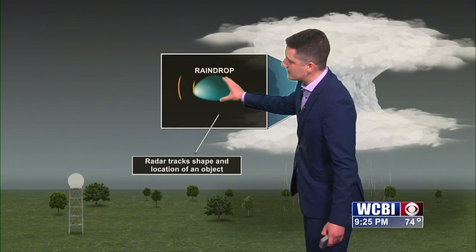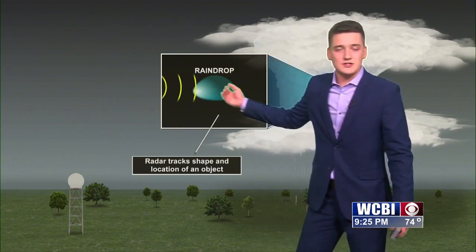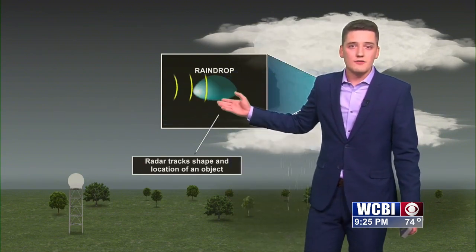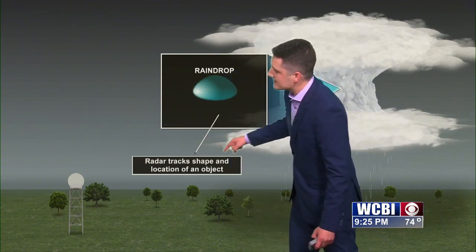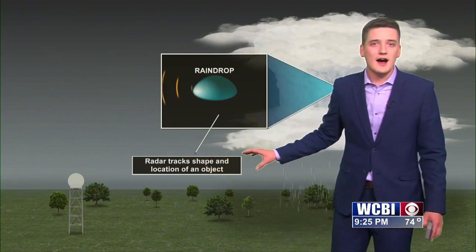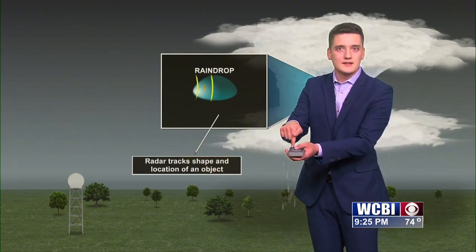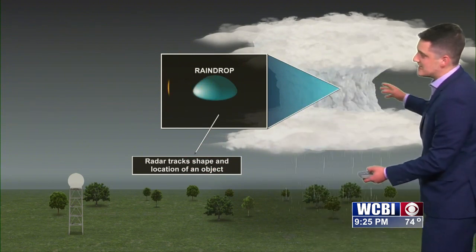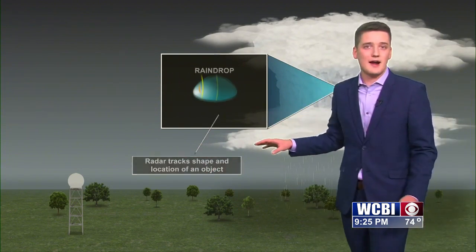So for example, this raindrop, the yellow lines coming in is the radiation the radar sends out, and it's reflected back toward the radar off of the water droplet, and it tracks the shape and location of that object, and it's able to put a pinpoint on a map of where that is located. That's how we're able to see these storms off in the distance, no matter how far away it is from the radar site.